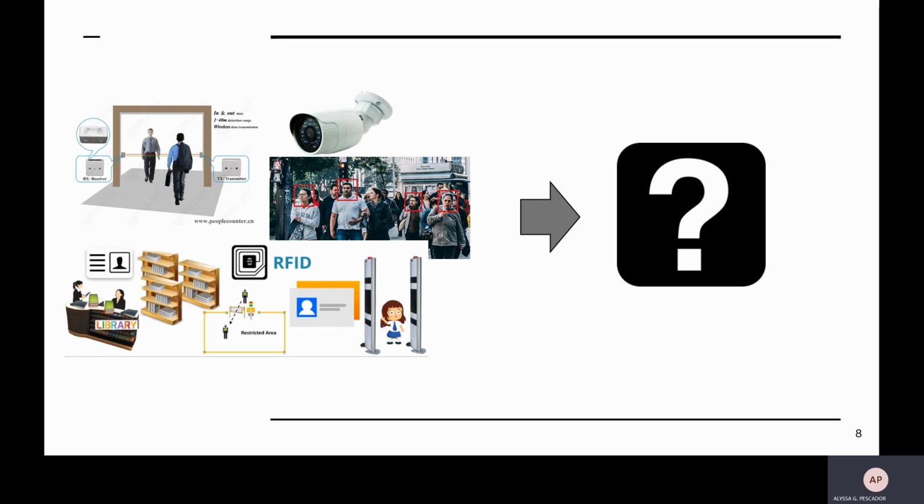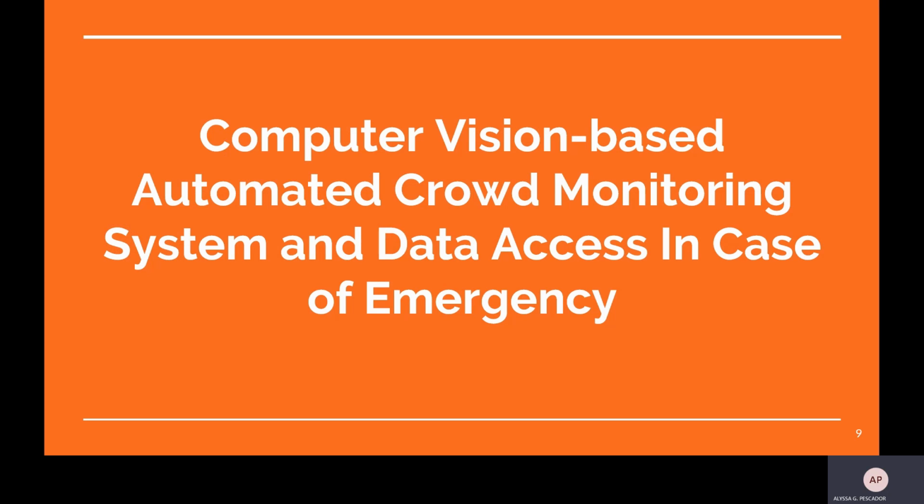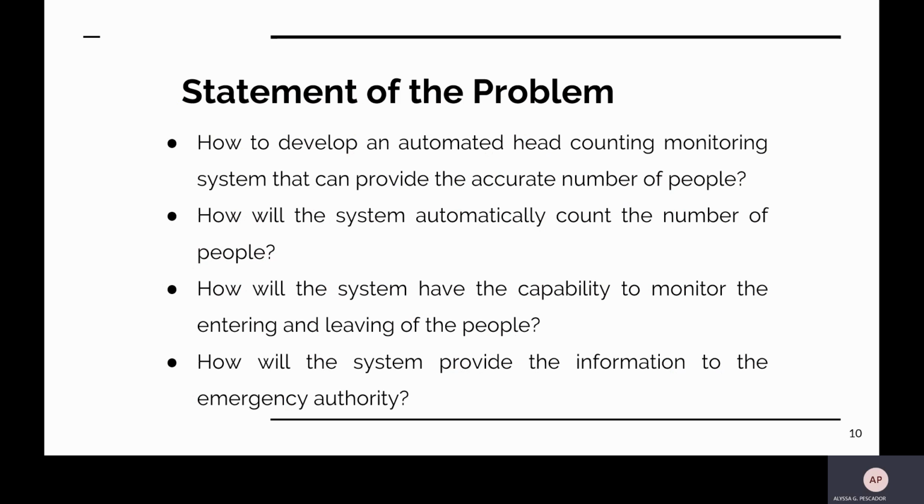Combining the ideas behind the related works, we came up with an idea to implement a study with the title Computer Vision-Based Automated Crowd Monitoring System and Data Access in Case of Emergency. The study aims to solve the problems regarding manual head counting during actual emergency evacuation and emergency drills inside the building, which remains prone to error, and to also address the problem of the person in charge of counting that tends not to fulfill their task during actual emergency evacuation, which results in a lack of information that needs to be given to the emergency authority.